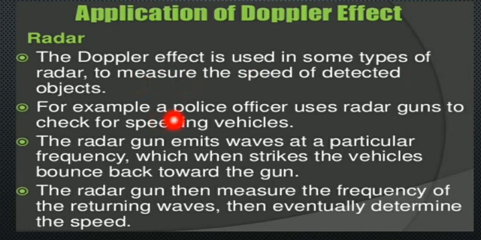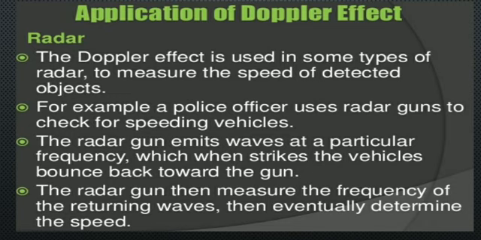For example, a police officer uses radar guns to check for speeding vehicles. The radar gun emits waves at a particular frequency, which, when they strike the vehicle, bounce back towards the gun. The radar gun then measures the frequency of the returning waves and eventually determines the speed, so to find out the speed of the car.